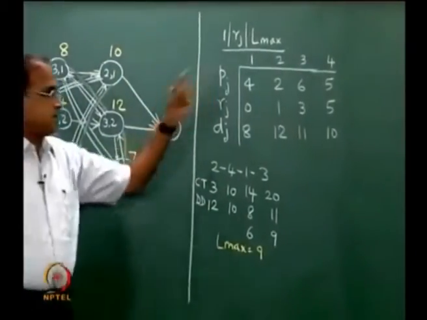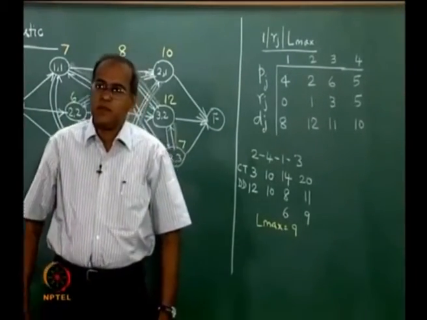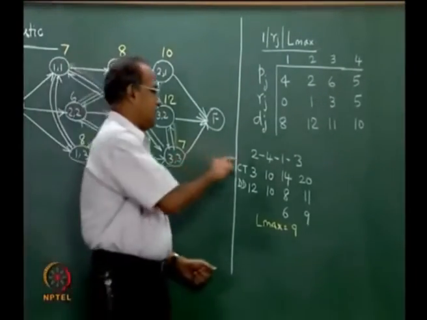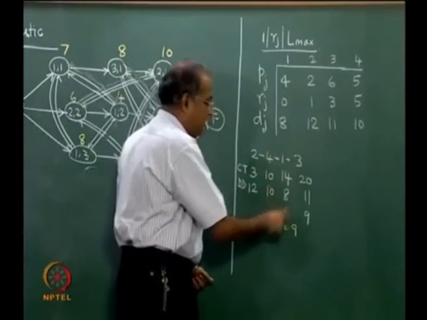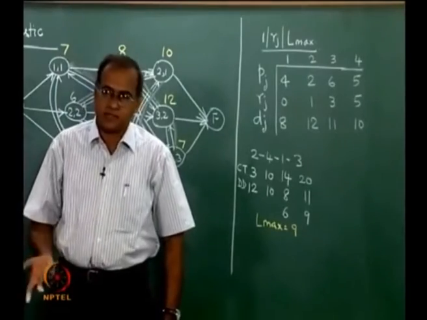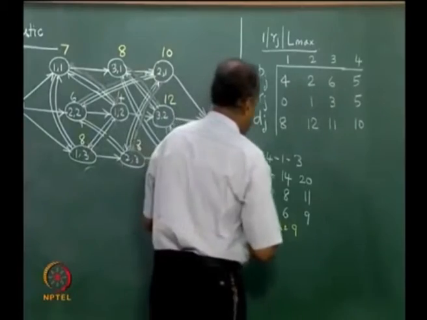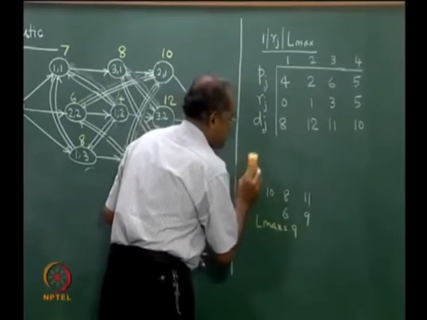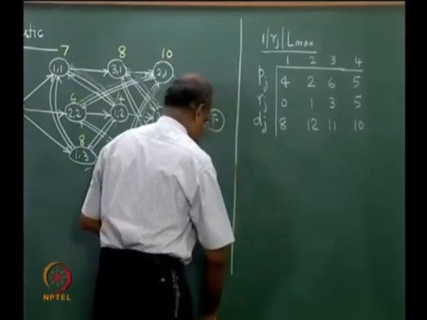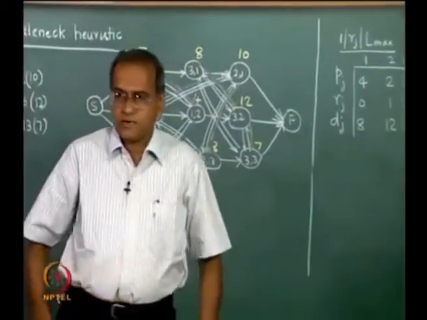There are 4 jobs. In the worst case, you can have 4 factorial sequences. So, Lmax associated with the sequence 2, 4, 1, 3 is 9. What is the sequence that minimizes Lmax is the problem. So, now let us look at this problem and then go back and see what we do. So, let us apply a branch and bound algorithm to do that.